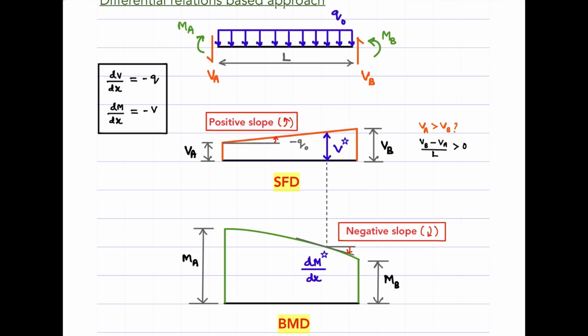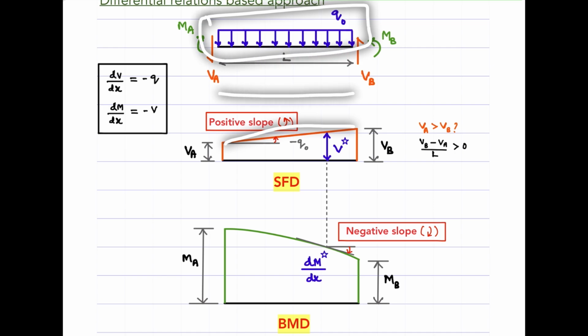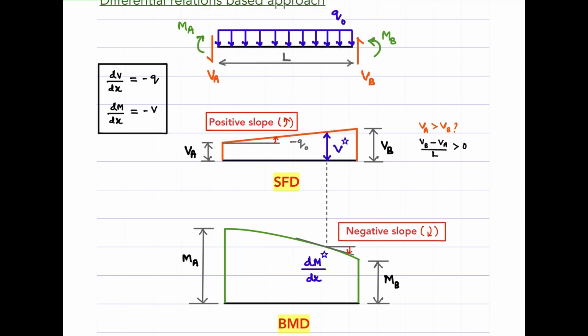But will that satisfy the requirement that dV/dx equals minus q? No, because if that is constantly changing, this can't be the load here, right? Then it has to be constantly increasing here. The intensity should be constantly increasing, but that's not the case, right? Here I have a constant value. That means the slope of the shear force diagram should also be a constant. When can it happen? Only if it's a straight line. That's the reason why we got to connect these two ends by a straight line.